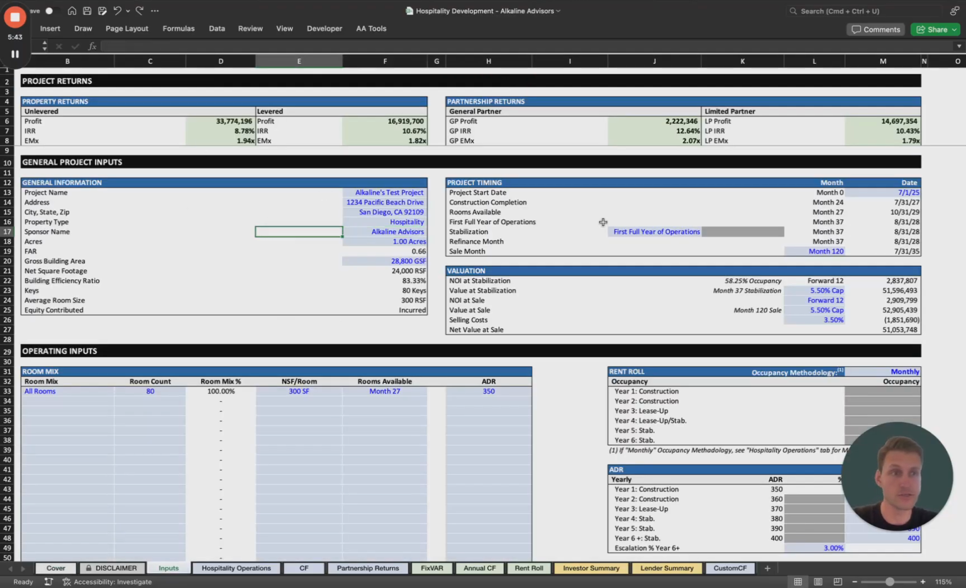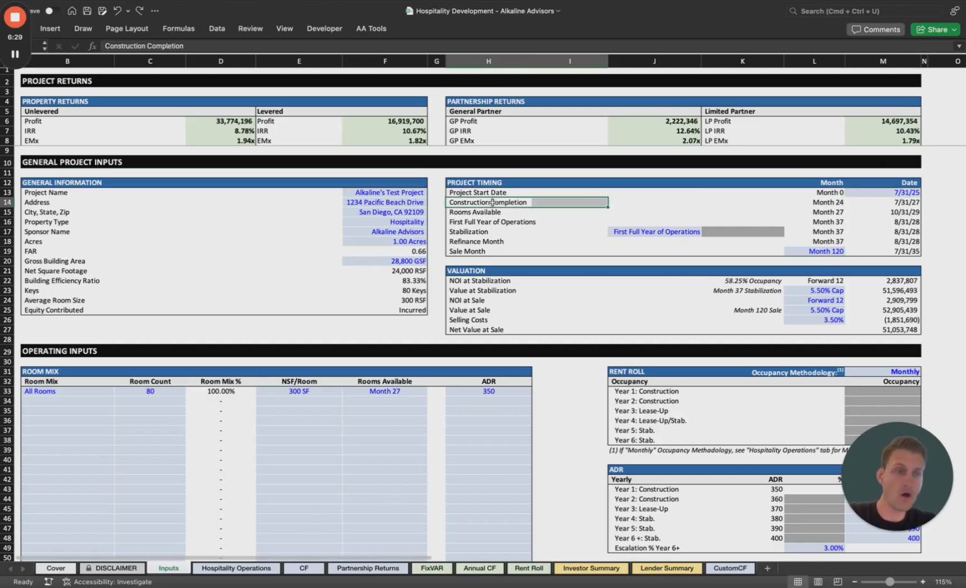So everything flows throughout the model. Next, we have project timing. So here you'll choose when the project will start. And just so you know, this project is running based off of the last day of a given month. So all cash flows are calculated on the last day of each month, which means if we said this was 7/31/25, nothing will change. But if we say it was 8/31/25, everything will be pushed back a month.